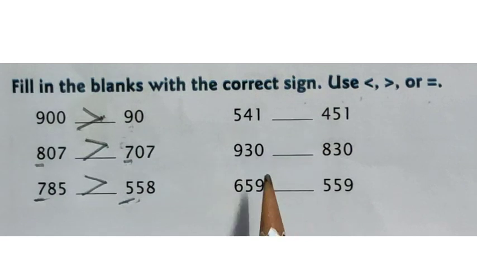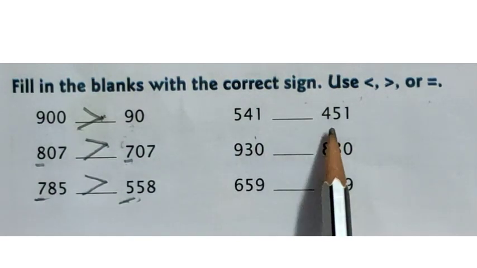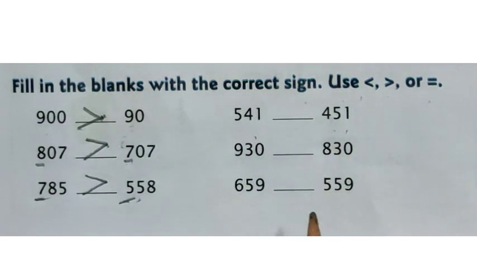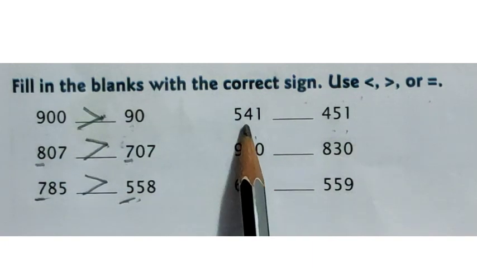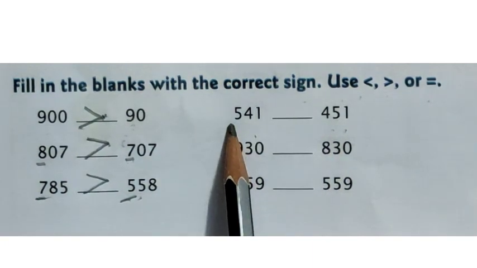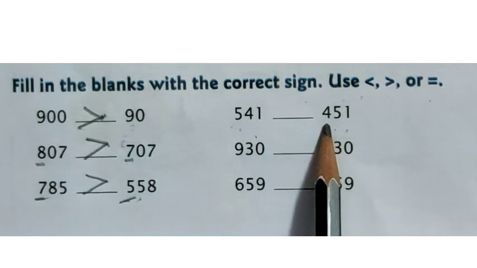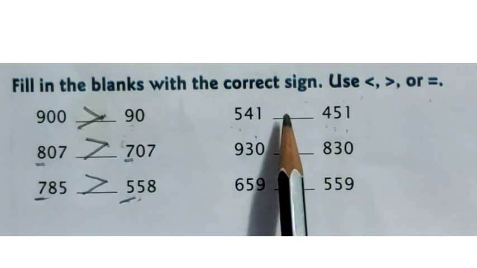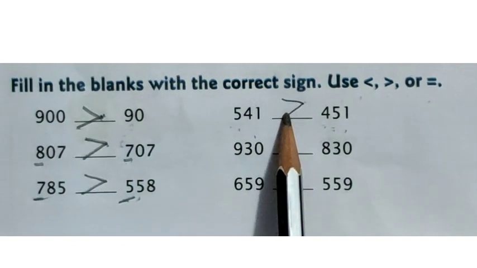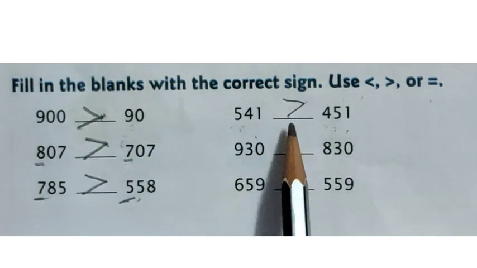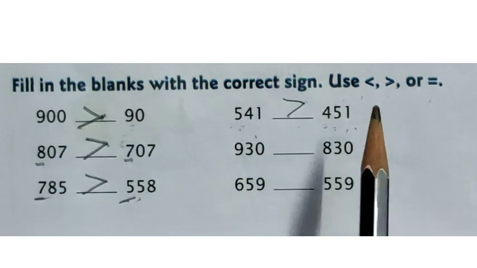Now let's move on to the next question. 541 and 451. Here both are 3-digit numbers. Compare the hundreds place. In the hundreds place we have 5, here 4. Which number is smaller? Is it 5 or 4? It is 4. Write down the greater than sign. 541 is greater than 451.